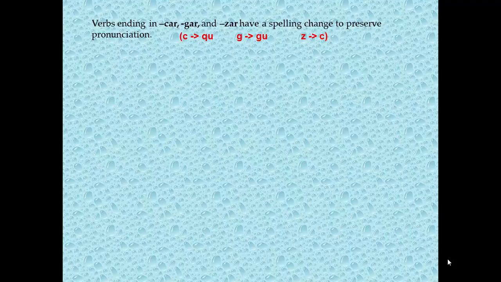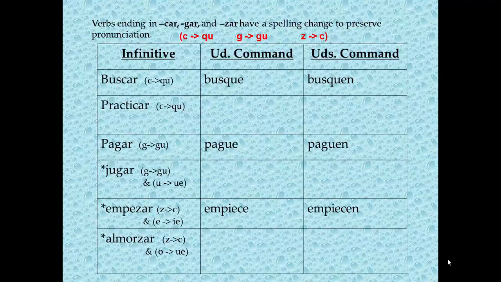We're going to look at another group. These are the car-gar-zar verbs. I'm not sure if you've heard them referred to as that before, but you will from this point on. You will know them very well. The car-gar-zars, they are unique in their own way. So these are, for example, buscar. If it ends in car, like buscar, it's going to go to Q-U. Apagar would go to G-U. Empezar, the Z changes to C, because the Z and the E can't be together.